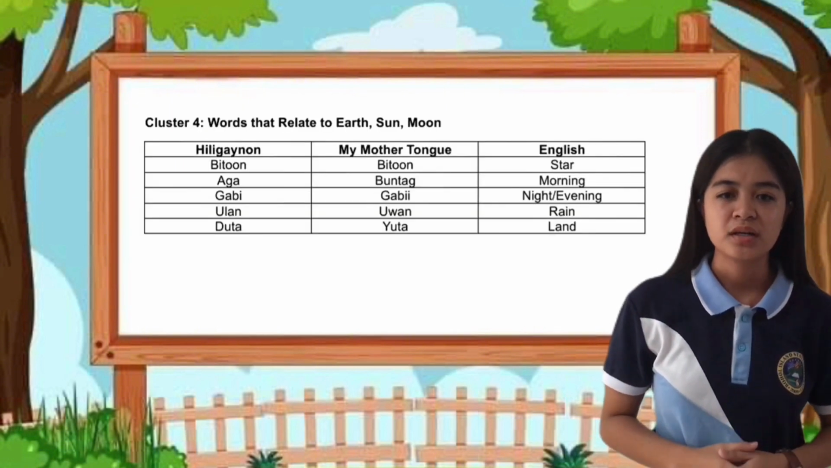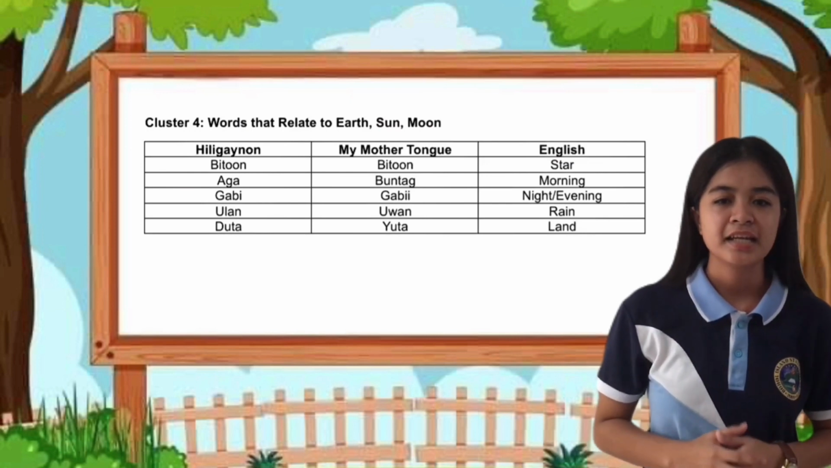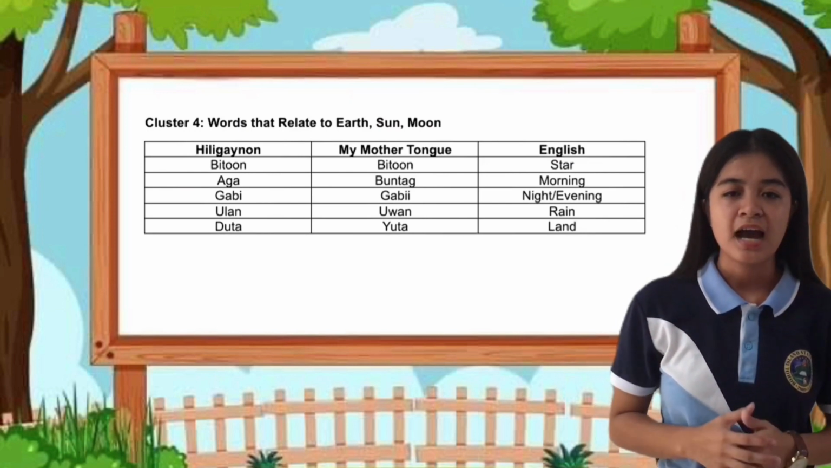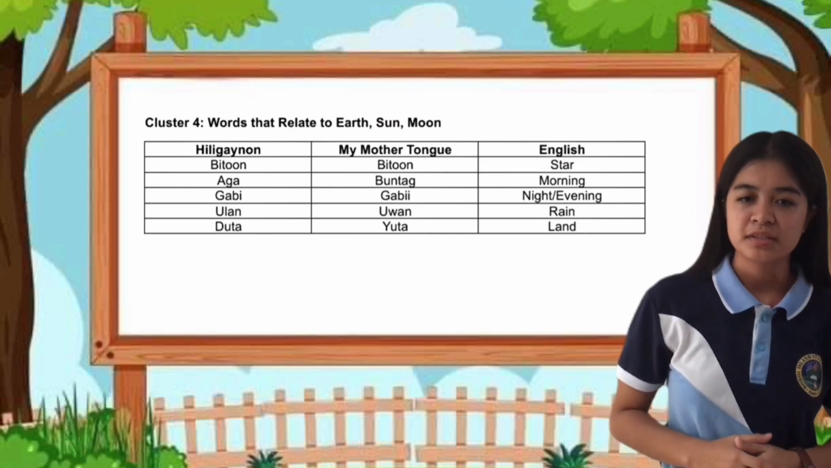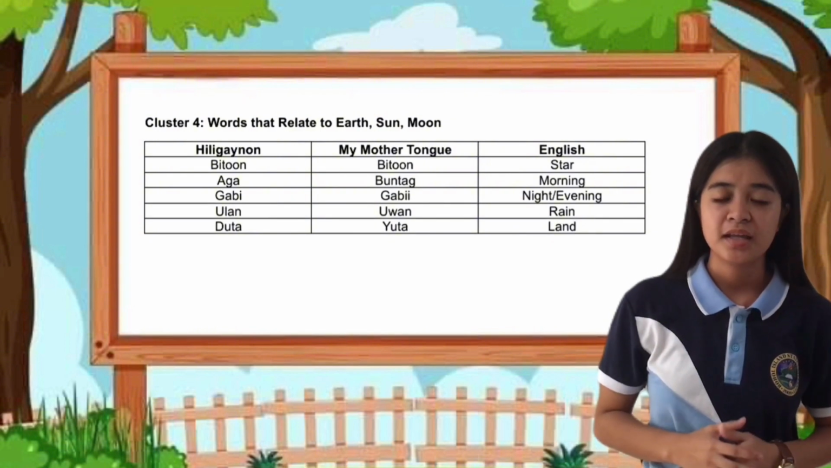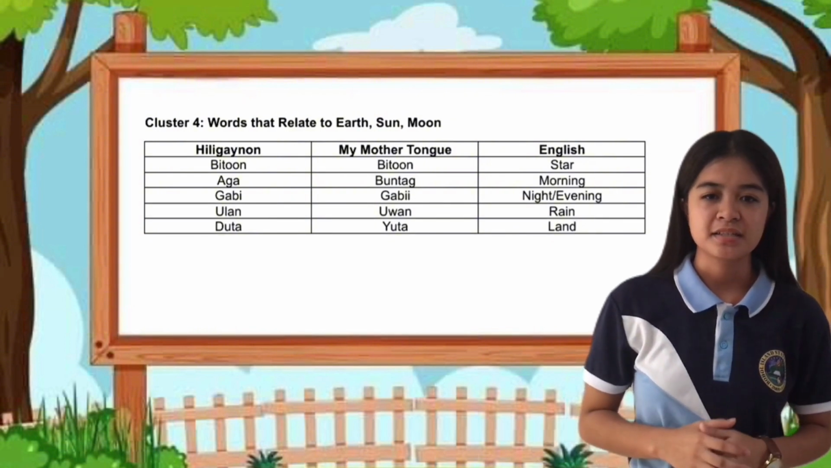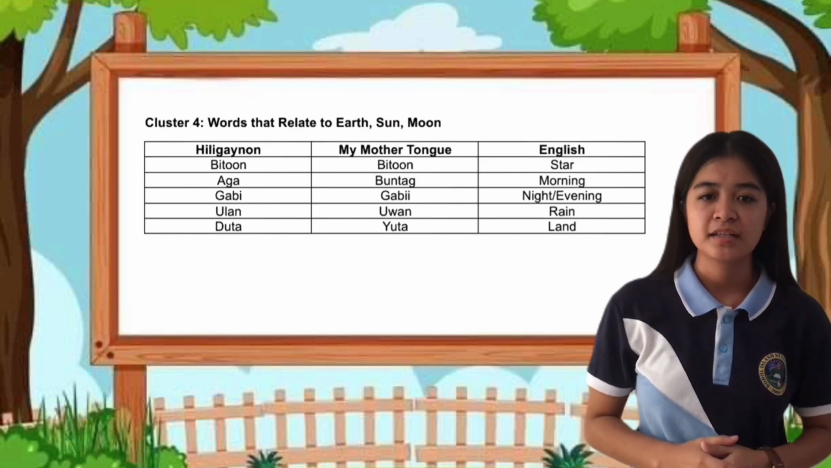In cluster 4, words that relate to earth, science, and moon. In Hiligaynon, we have bituon, aga, gabi, ulan, and duta. In our mother tongue, it is bituon, buntag, gabi, uwan, and yuta. In English, it is star, morning, night or evening, rain, and land.